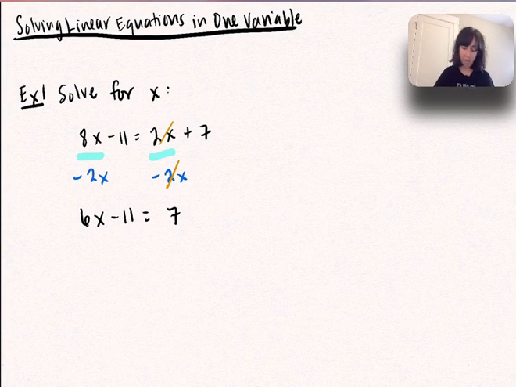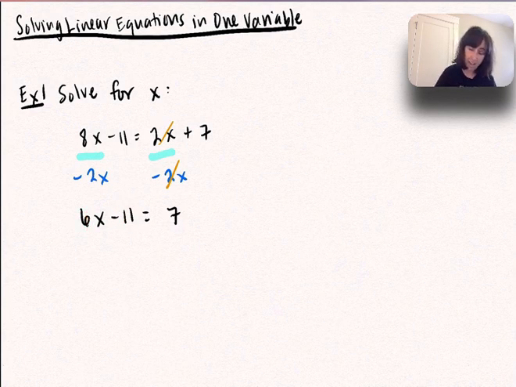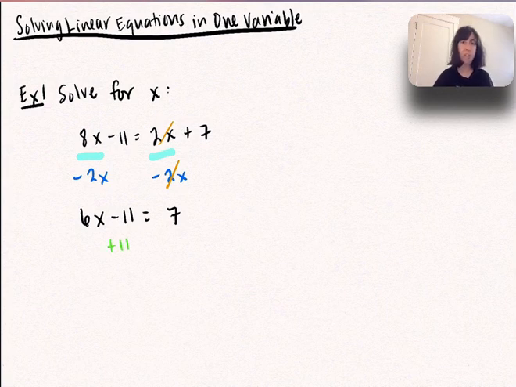At this point, we have a 6x minus 11 on the left, and a 7 on the right. I want to try to make it so I only have a single x over here. This negative 11 kind of is like getting in the way. How can I make it so this negative 11 is not here? I can actually add 11, and then the 11s will cancel out. Negative 11 plus 11 is 0, so there will be just no minus 11 on the left.